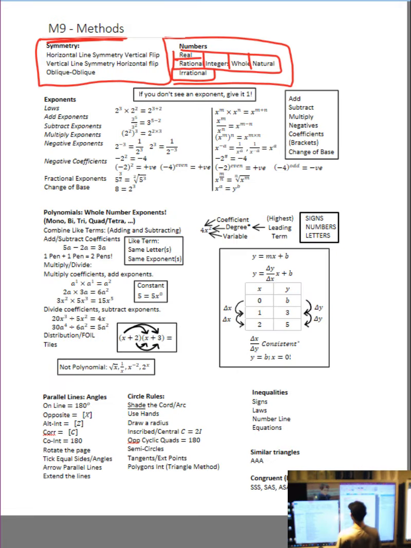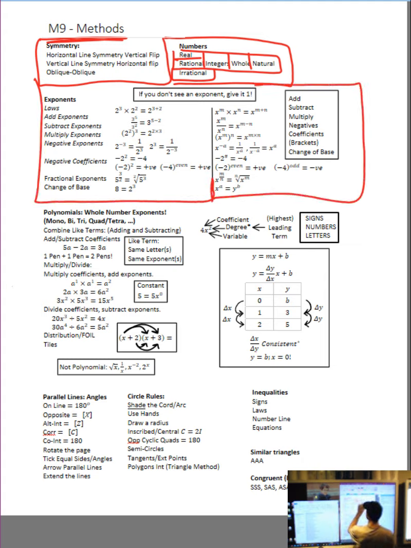So further down, we have all of our exponent laws, where if we're multiplying with the same base, we're going to add the exponent. If we divide, we subtract. If we have exponents to exponents, we multiply. We deal with negative exponents, negative coefficients, fractional exponents, and change of base. And we go through each of those individual rules very carefully.